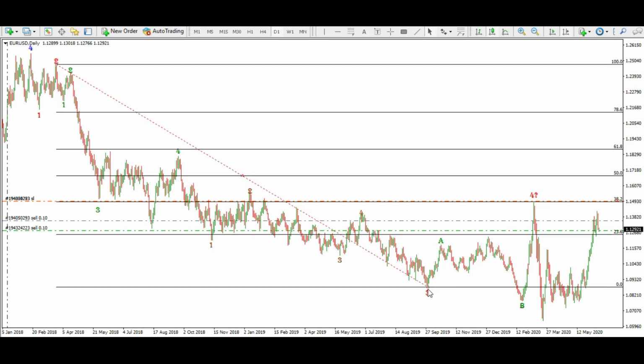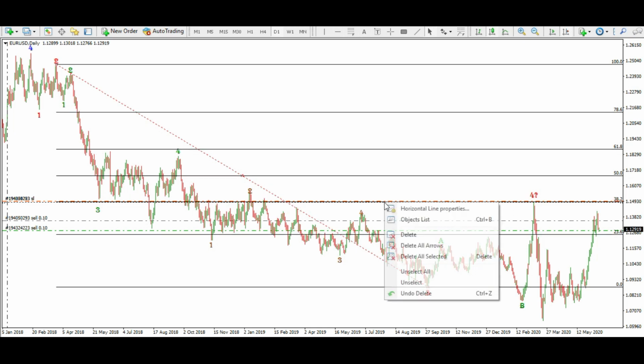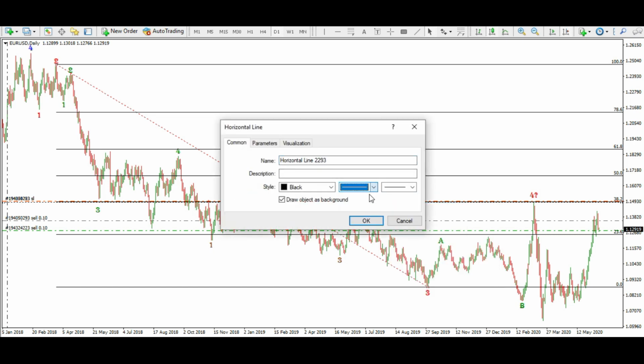Guys, see how wave C green within wave 4 red saw a sharp increase in price as it went on to correct 38% of the entire wave 3 red.